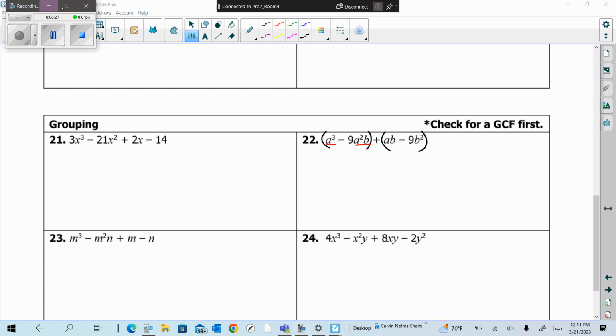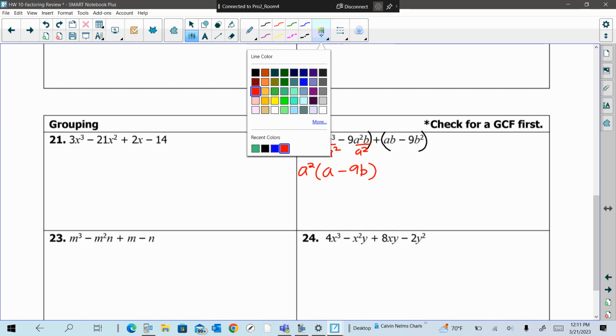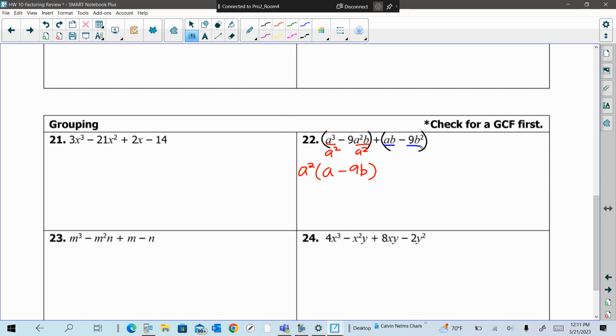Sorry, guys. So the GCF here is the a squared. So a squared is now going to be outside, leaving you with a minus 9b. And then if I look at this next term, the GCF here is b. So plus b is going to give me a minus 9b. So we have a common binomial right there. So that lets me know that's one of my factors, a minus 9b.